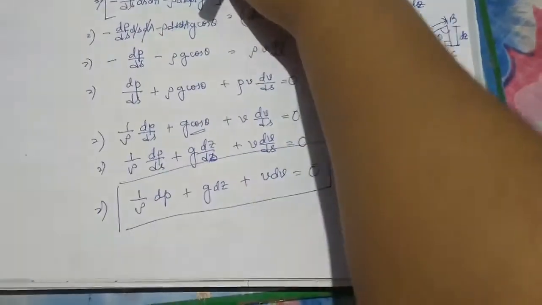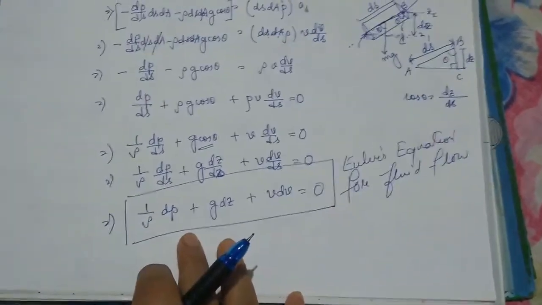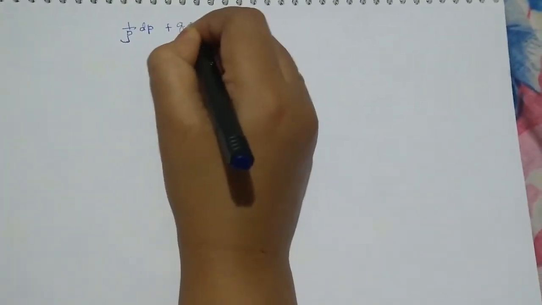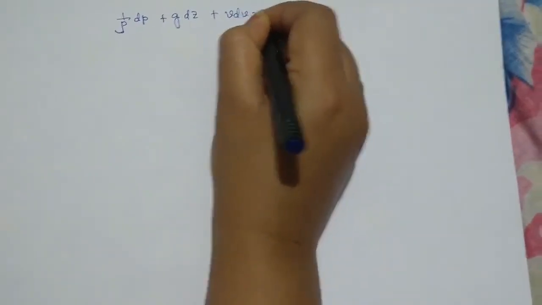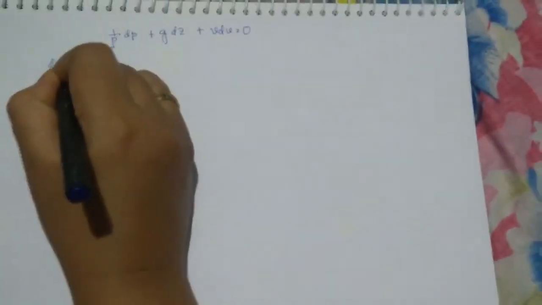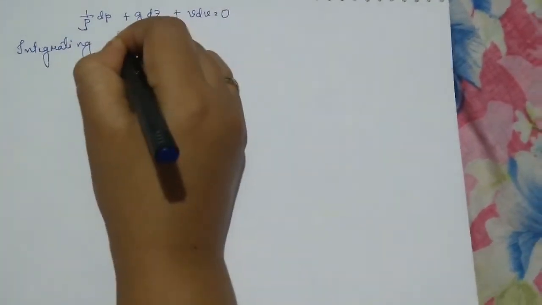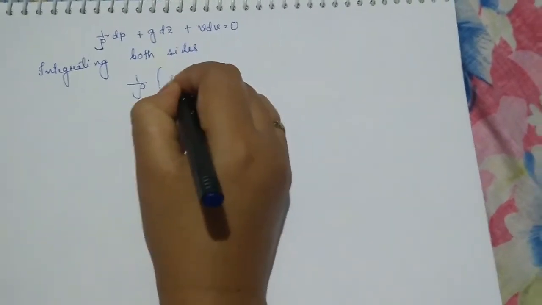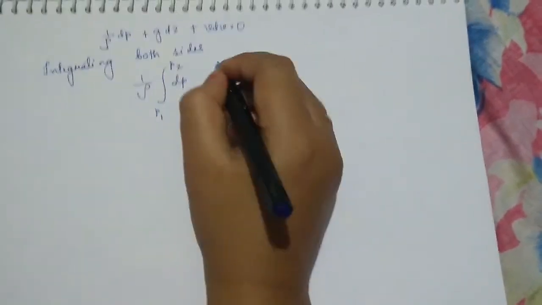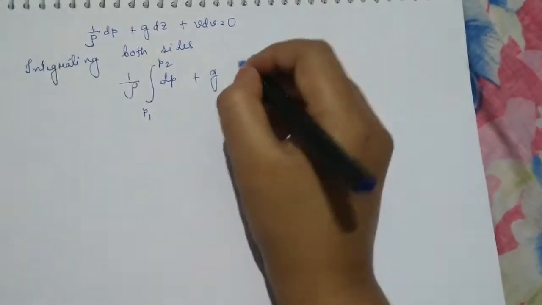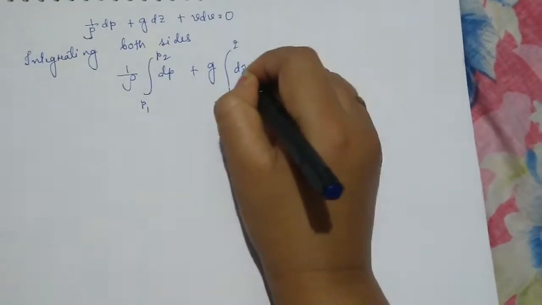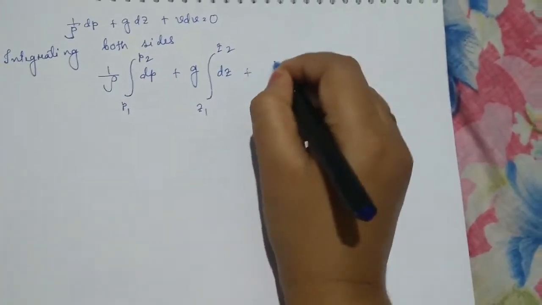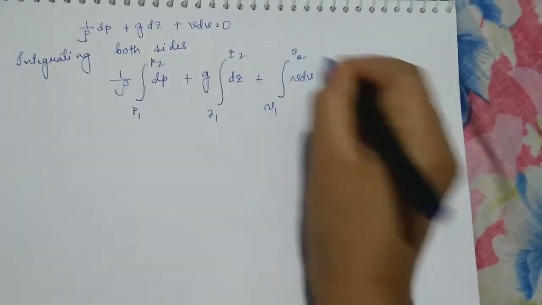For that, what we need to do is integrate both the sides. So what is the basic Euler's equation? That is 1 by rho dp plus g into dz plus v dv equal to 0. This is the general Euler's equation. Now let us integrate it on both sides. 1 by rho is always constant, density of a liquid is always constant. Integration of dp goes from p1 to p2. Similarly, g means acceleration due to gravity, so it is integration from z1 to z2 of dz. And then integration of v dv from v1 to v2, equal to 0.